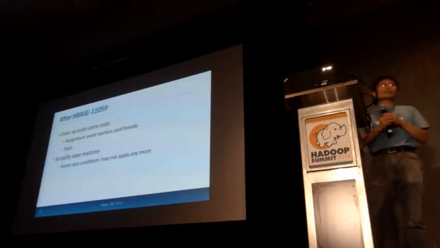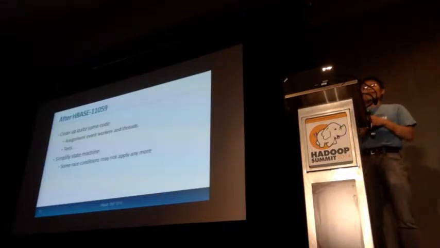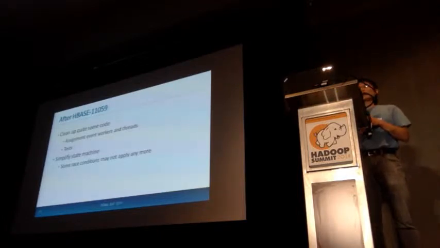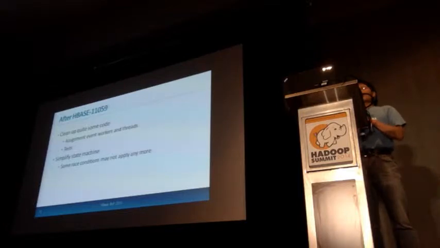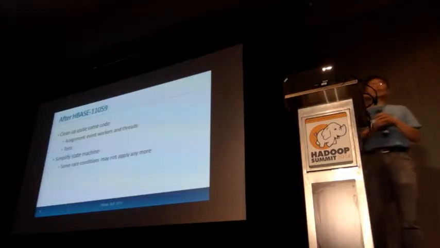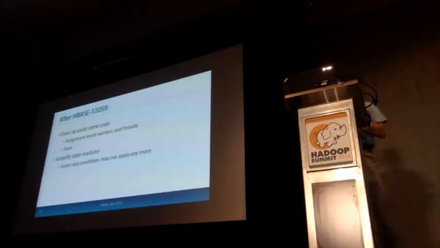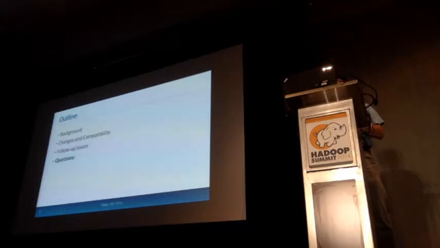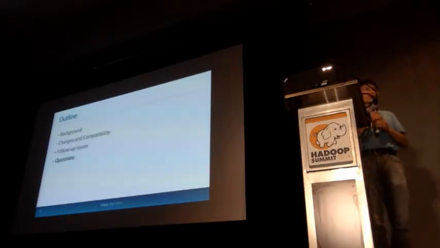Another thing is the tests. We now have quite some tests to simulate the racing conditions related to region assignment, and we can remove those. We can also simplify the region state machine, so we can make the code much cleaner, easier to maintain and easy to modify. So with that, this is my talk, and I can take some questions.